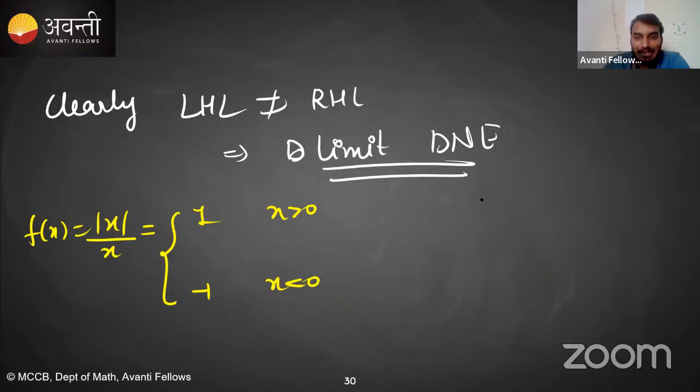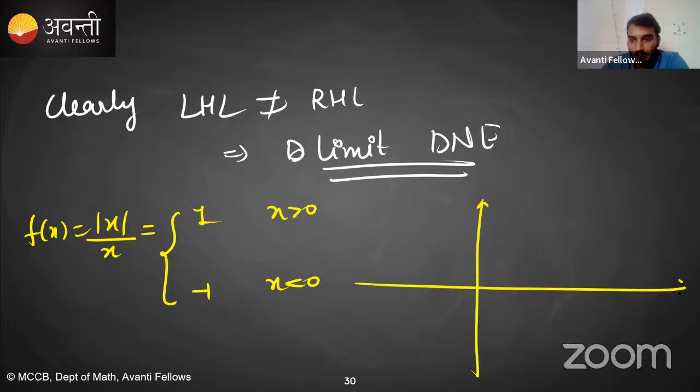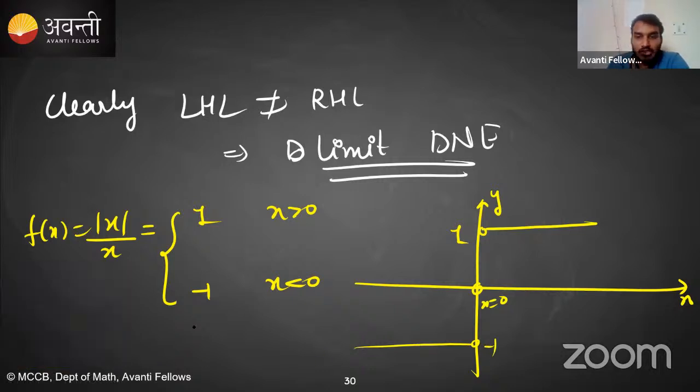So you can directly say that the function does not exist at x is equal to 0, right? So x greater than 0, 1, x less than 0, minus 1, right? So when I'm approaching my function from the left hand side, the value of the function is approaching minus 1. And when I'm approaching from the right hand side, the value of the function is approaching 1. So directly also you can say that LHL and RHL are not equal. Is this clear, everyone?